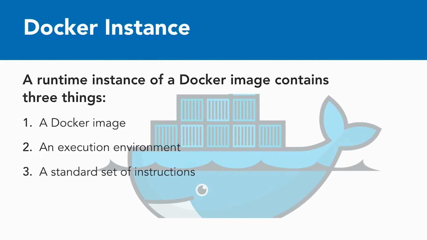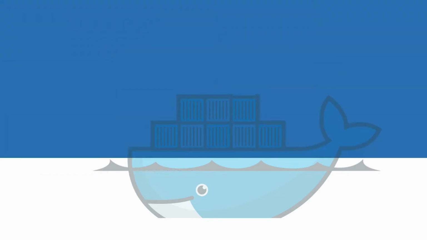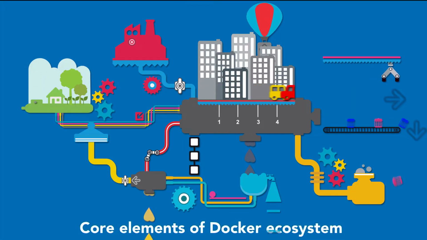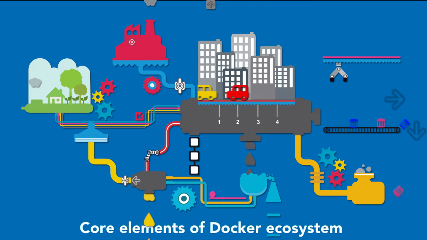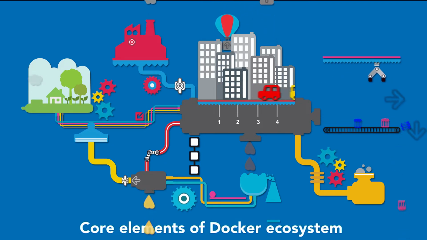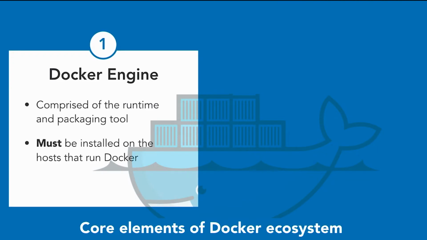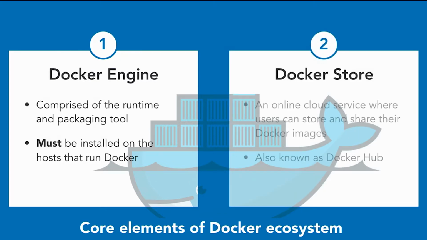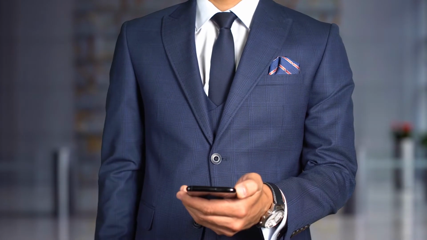For those coming from an object-oriented world, you can use the analogy of classes and objects, where a container is an object and the class is a Docker image. While Docker has many products and solutions, the core pieces of the ecosystem are the Docker engine and the Docker store, sometimes referred to as the Docker hub. The Docker engine is comprised of runtime and packaging tools and is required to be installed on the hosts that run Docker. The Docker store is an online cloud service where users can store and share their Docker images.